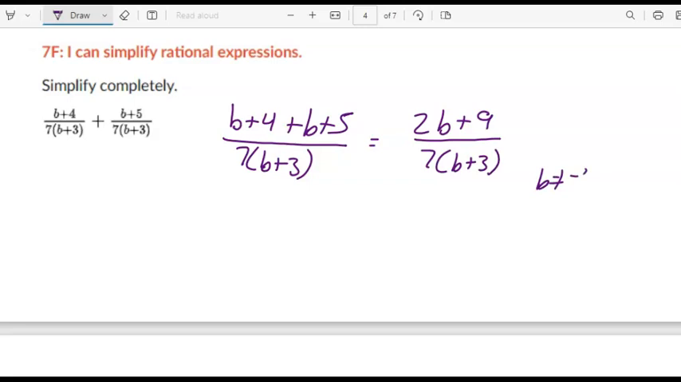B can't equal negative 3. That's our simplified expression.